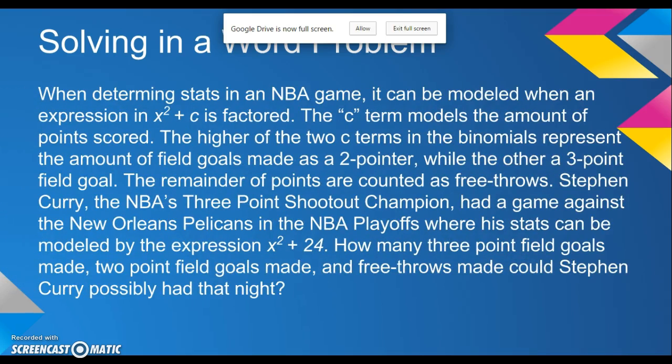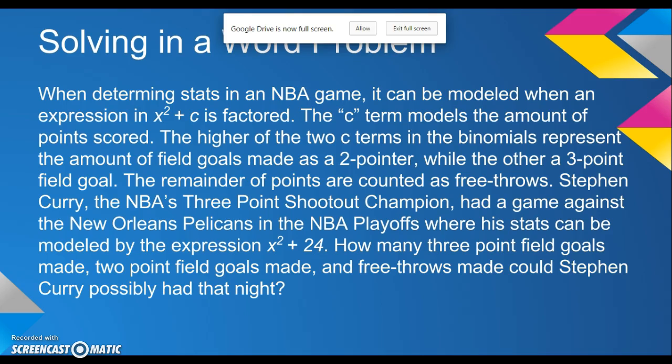When determining stats in an NBA game, it can be modeled when an expression in x squared plus c is factored. The c term models the amount of points scored. The higher of the two c terms in the binomials represents the number of field goals made as a two-pointer, while the other is the number of three-point field goals made, basically. The remainder of points are counted as free throws made.